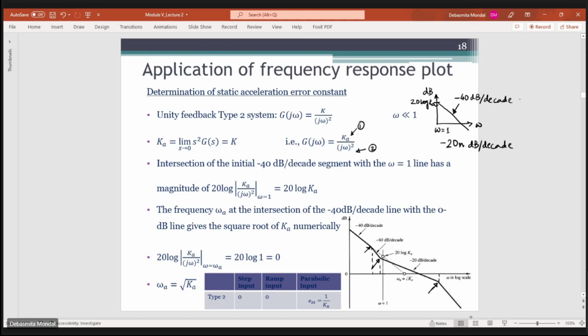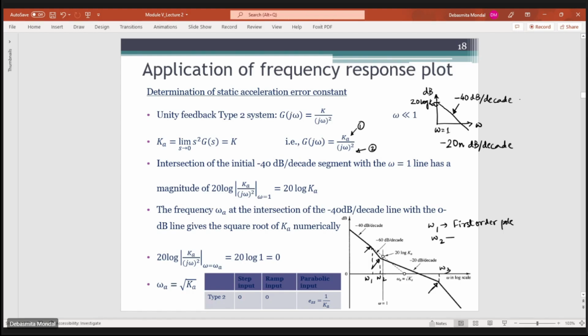At this point the slope changes to minus 60 dB per decade. So that means at this corner frequency we will have a first order pole, so we will have another minus 20 dB per decade. Let's say this is omega 1, this is omega 2, and this is omega 3. At omega 1, we have a first order pole. At omega 2, you see that previously the slope was minus 60 dB per decade, but after omega 2 the slope becomes minus 20 dB per decade.